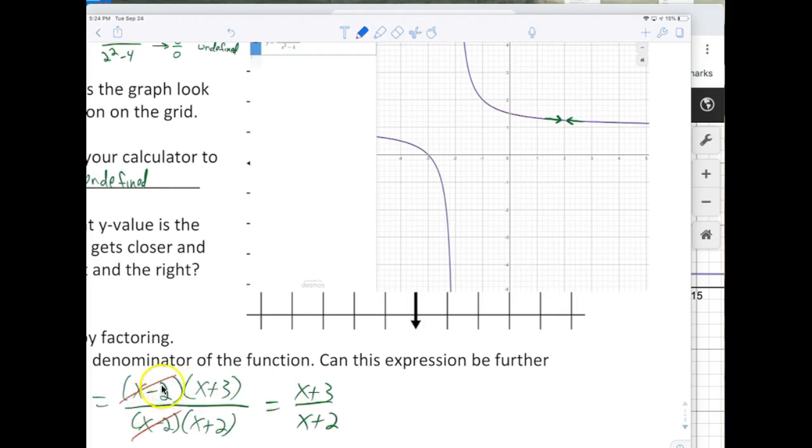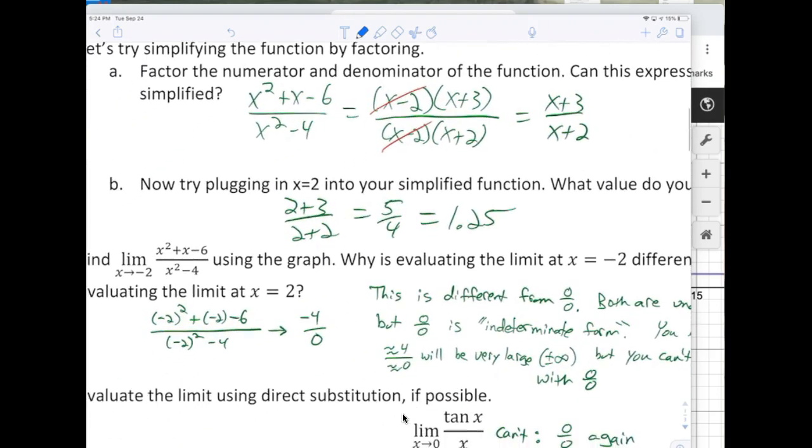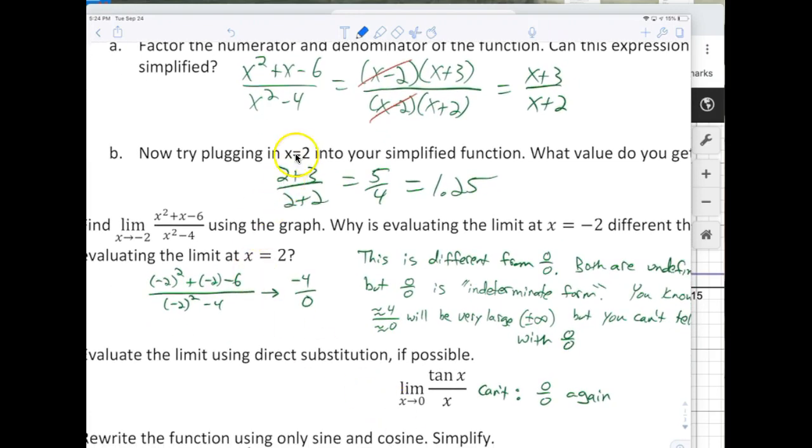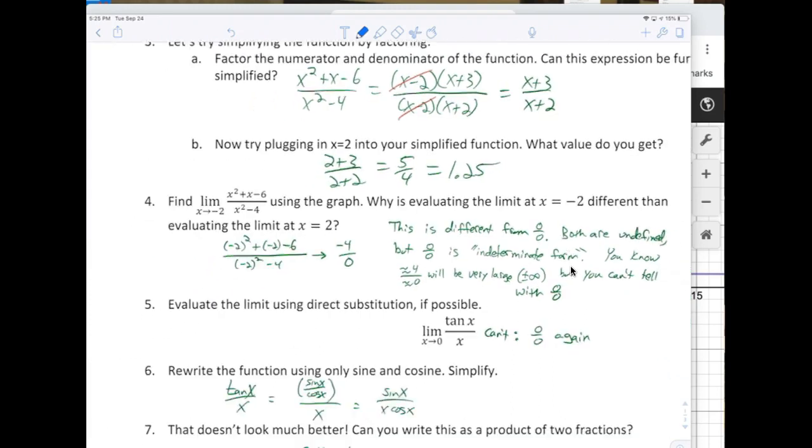So we can go ahead and cancel out the x minus 2's, leaving us with x plus 3 over x plus 2. And now if we retry our direct substitution and plug in 2 for the x, we get 5 over 4, which as a decimal is 1.25. The same value that we saw in both the graph and the table.